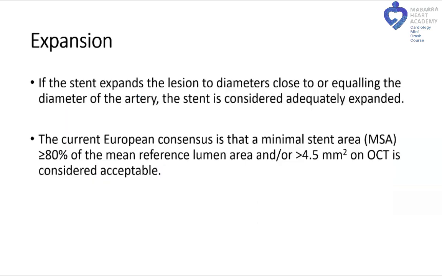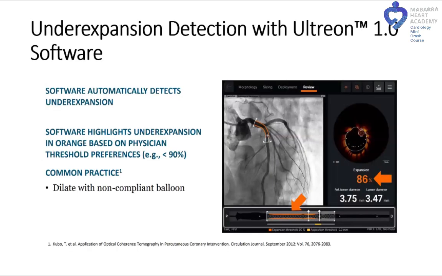What about expansion? If the stent expands the lesion to diameters close to or equaling the diameter of the artery, the stent is considered adequately expanded. The current European consensus is that an MSA, or minimal stent area, of more than 80% of the mean reference lumen area and or more than 4.5 millimeters squared on OCT is considered acceptable.